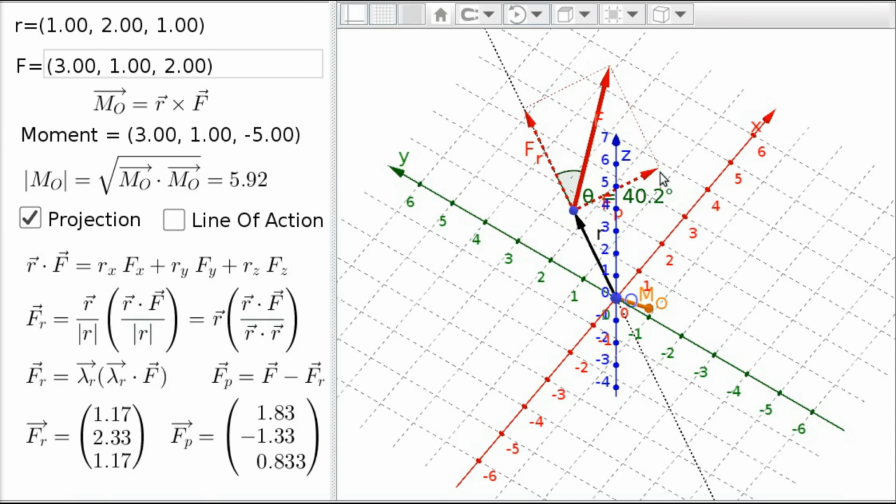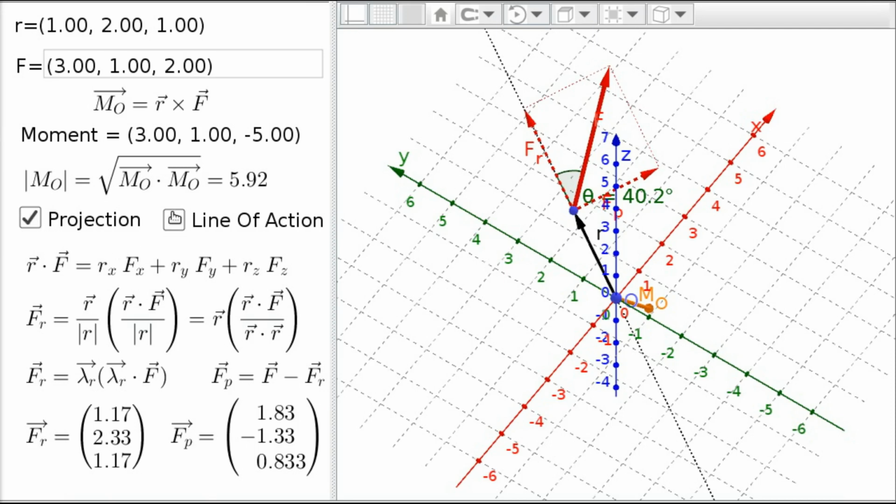To get the perpendicular vector, we just subtract our vector projected onto r from our original vector to get the perpendicular vector. This perpendicular vector will give us the same moment if we cross it. So if we cross r times this Fp, we'll get the same moment that we have to start with, which is an interesting feature.